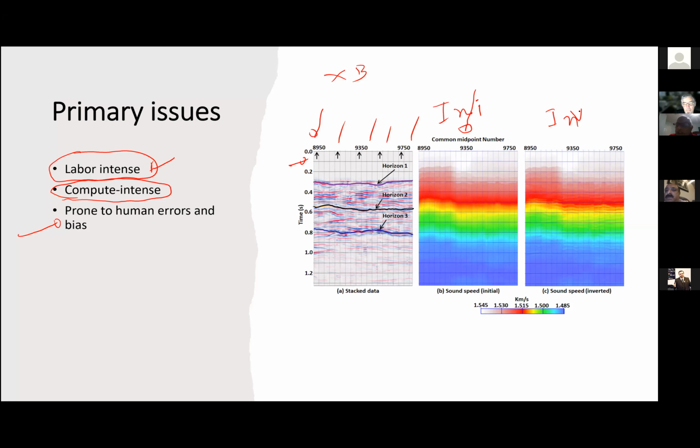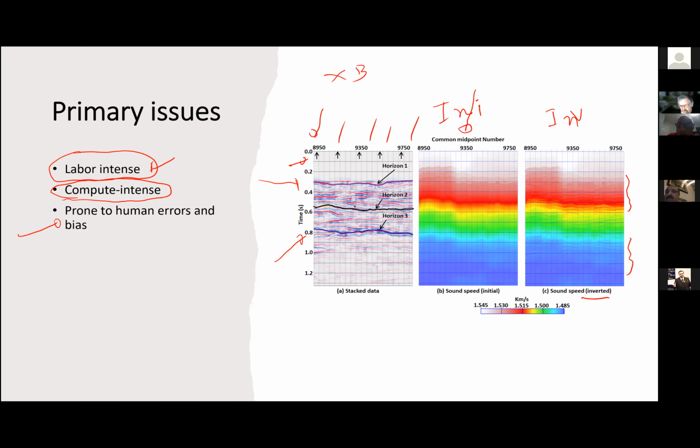If you look at them carefully, they are not much different from one another, except that if you look carefully at the inverted sound speed, there are some additional details. You can see some additional details which are not there in the initial model, but they both follow the original horizons.